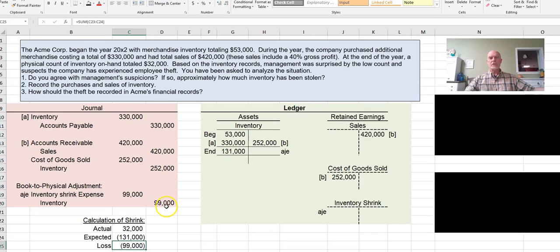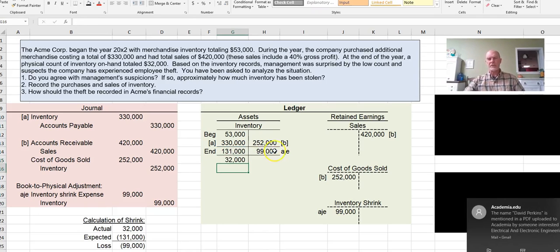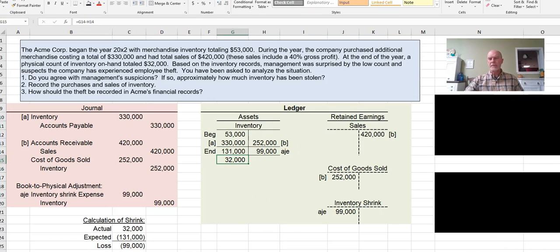So we're going to credit inventory for that difference, $99,000, and debit inventory shrink, which is an expense account. AJE, that stands for an adjusting journal entry, an end of year adjustment. So when I post that, $99,000 is credited to the inventory, a debit to the shrink account, and that leaves in the inventory account the $32,000 that we identified through our physical count.